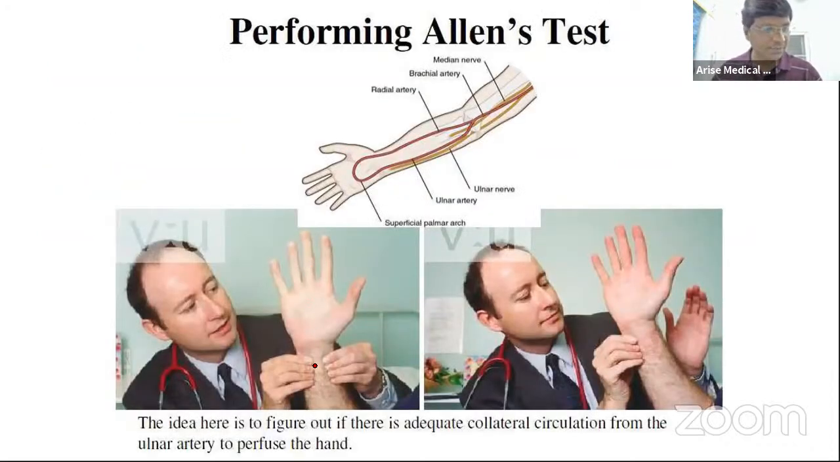Now you see this. He has occluded both the ulnar artery as well as the radial artery. So when both the radial as well as ulnar artery have been blocked, you see this, the palm has become completely pale. Now, subsequently what you have to do is, just 1 minute, I'm very sorry.